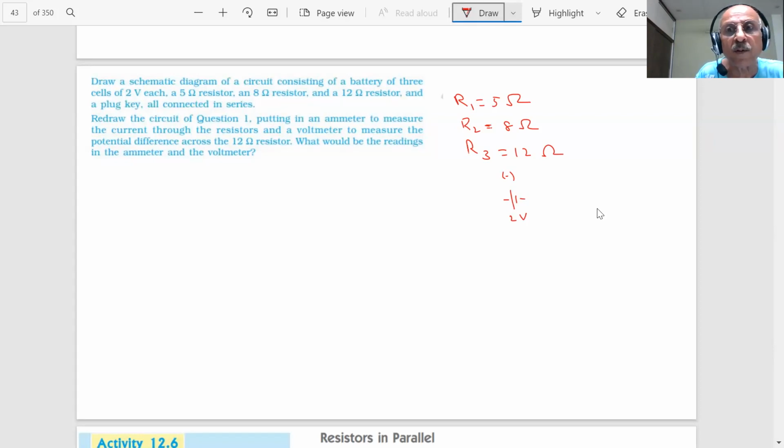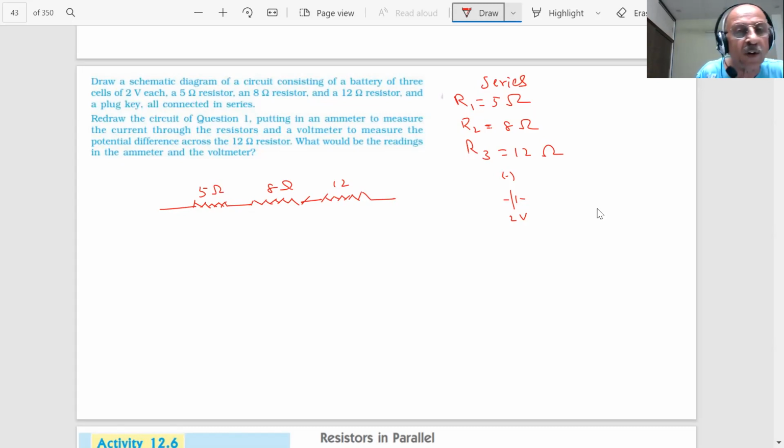Okay, what will you do, student? You have R1, 5 ohm. You have another one, 8 ohms. Then you have 12 ohms. They are connected in series, so end to end. Okay, in series. Series means end to end, students.